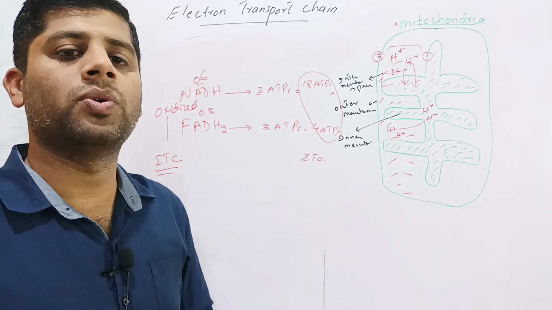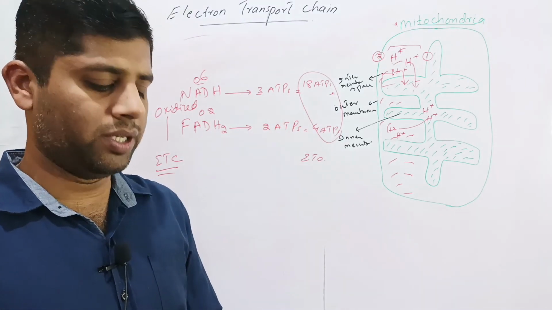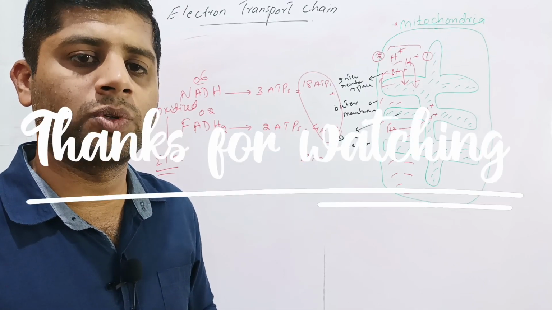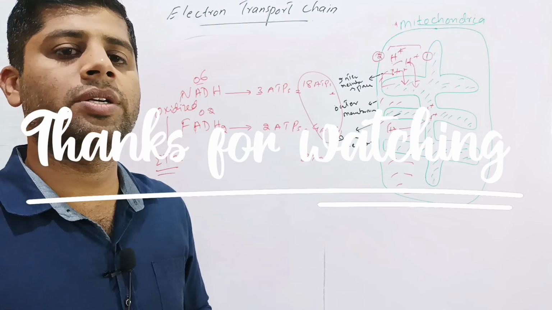So this was all about aerobic respiration, having three steps. The first one glycolysis, the second Krebs cycle, and the last one electron transport chain, also called electron transport system.